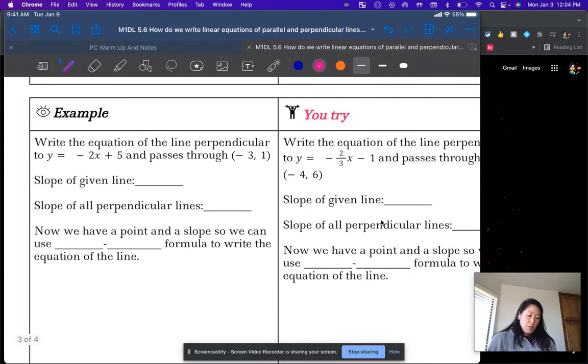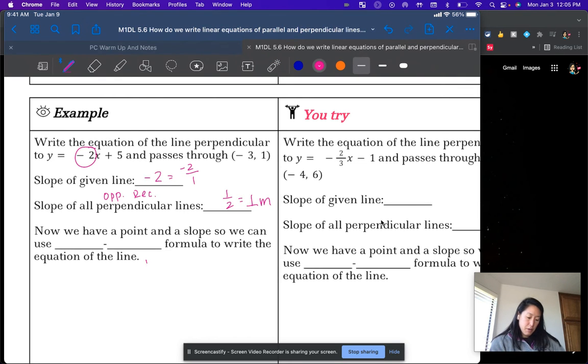All right. Write the equation of the line perpendicular to y is equal to negative 2x plus 5 and passes through the point negative 3, 1. So the slope of the given line is negative 2. And slopes of perpendicular lines are opposite reciprocals. Okay, so I'm going to write negative 2 over 1. So instead of being negative, the slope is going to be positive. And then we flip the numerator and the denominator. So 1 over 2 is going to be the slope of the perpendicular line. This little upside down T mark here means perpendicular. So the perpendicular slope is 1/2.